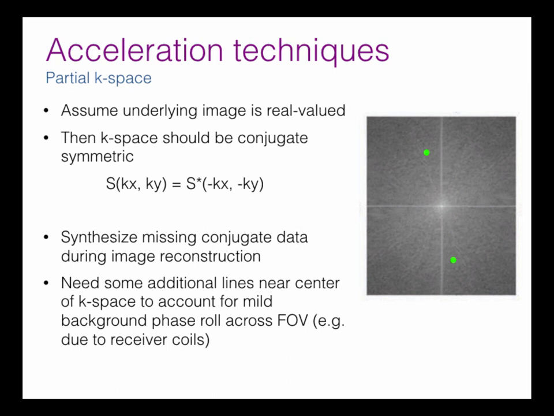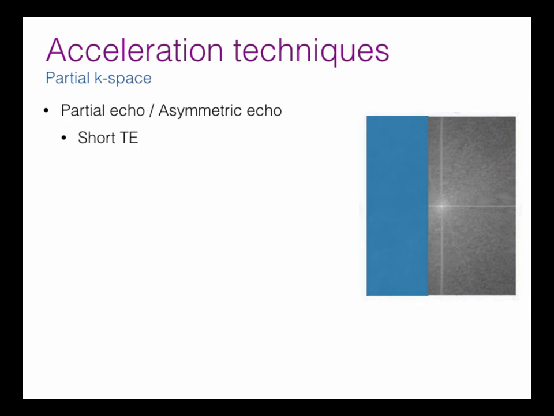But if you acquire a little bit more than half, you can usually make a fairly good job of doing that, unless you happen to have phase in your image. So two ways to do this. One is what is called partial echo, or minimum TE, I think, on GE, and called asymmetric echo on Siemens, which is to skip this part of the K-space and just acquire this part.